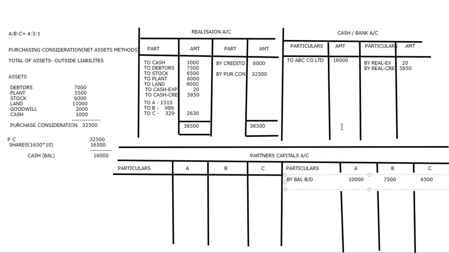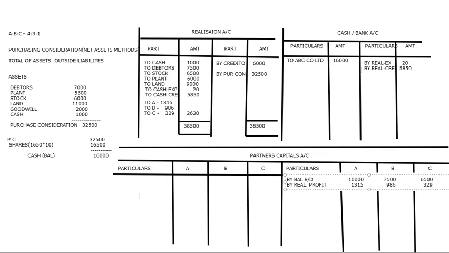Now I'll search in the realization, do I have ABC account? So I have a profits here. So that means I have to show first posting is on debit side, means second posting will be on the credit side. From which account I'm taking? From the realization, and this is related to the profit. So first person is getting 1315, second person 986, third person 329. Now these things we have completed.